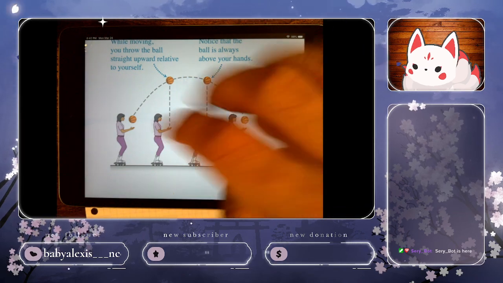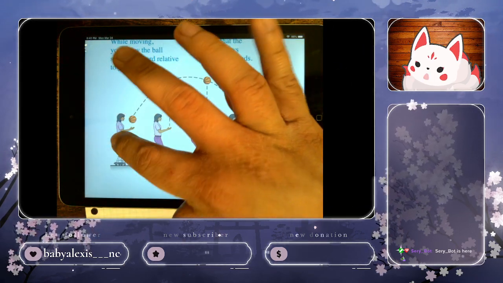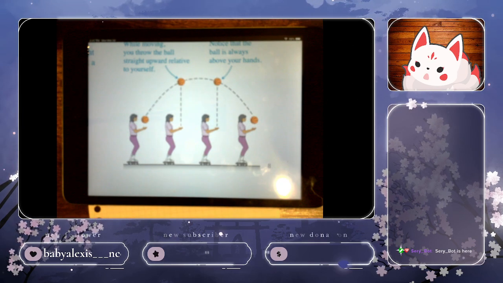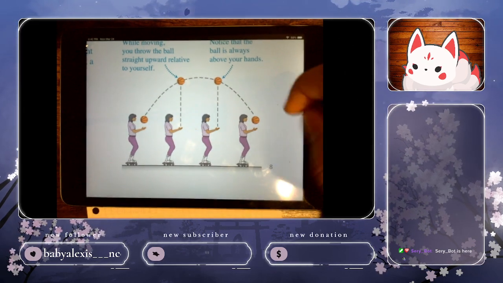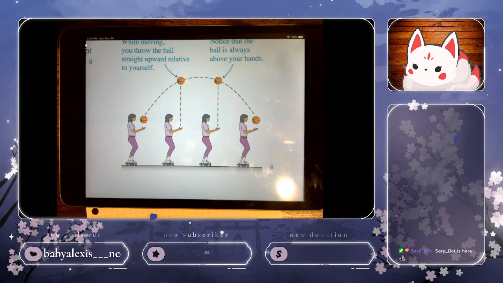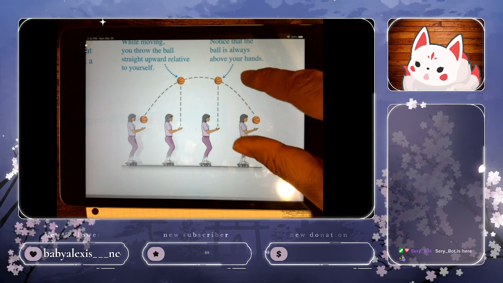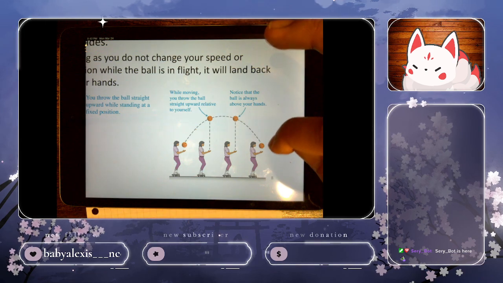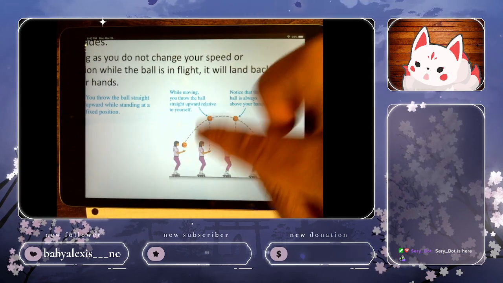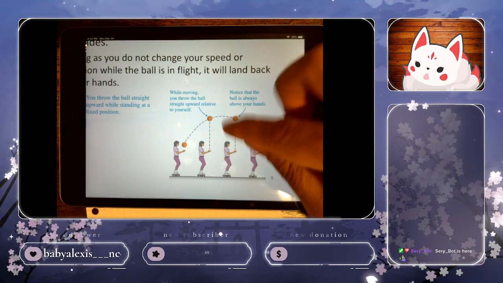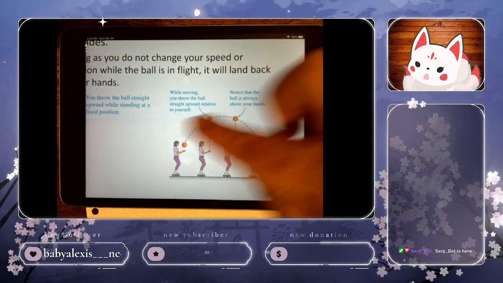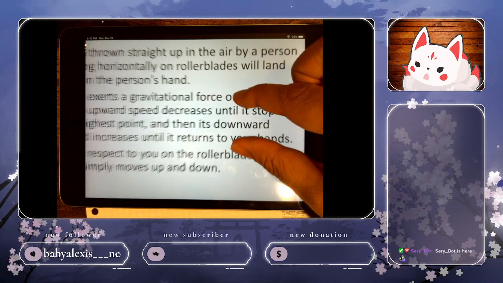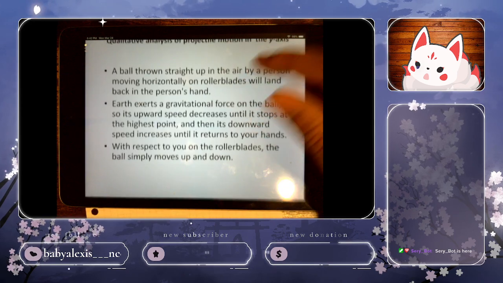What it means by relative is, for the woman, the ball is always above her, at any time in this situation. Vx doesn't change when you're looking at both of them. From her to the ball in the x direction, left and right, the ball is always just right above. Okay, Earth exerts that with respect to the rollerblades.